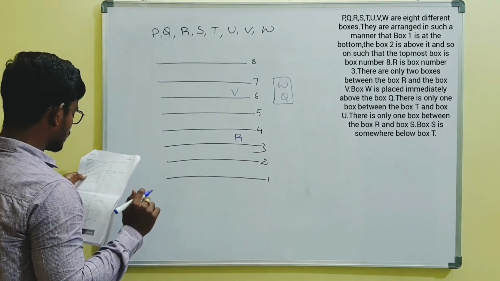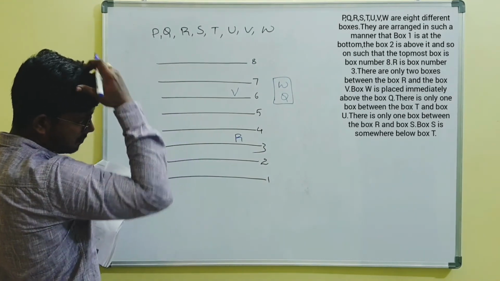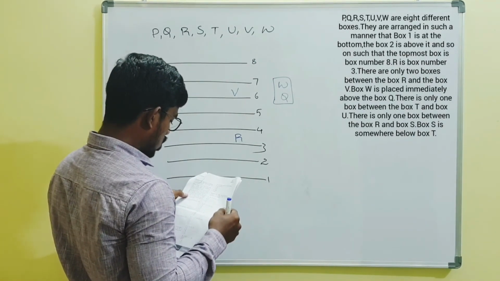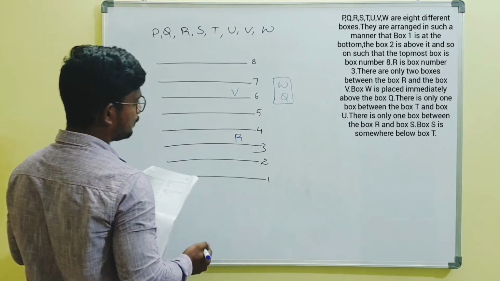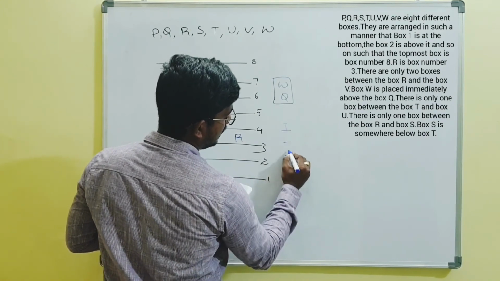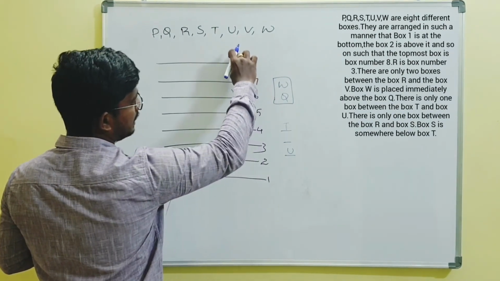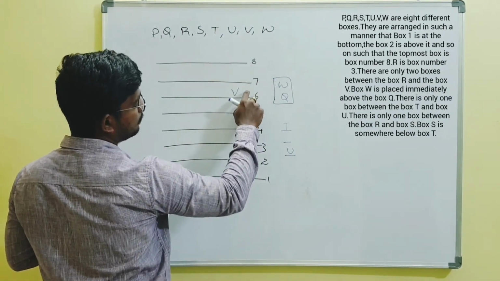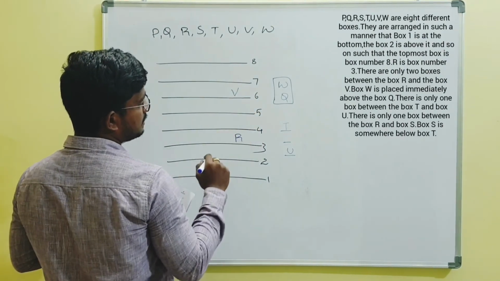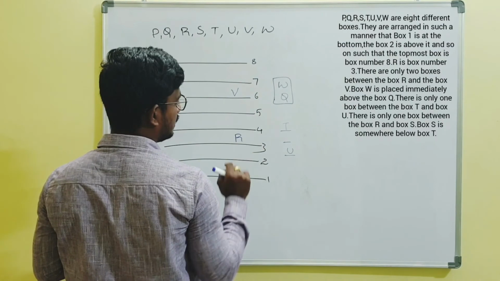There is only one box between the box T and box U. See, there is only one box between T and U. Box T is placed above box U. See, there is only one place left between T and U, and T is placed above U. So I cannot place T in the 8th place. I cannot place U in the 6th place as it is already occupied by V. If I place T in the 7th position, I can place U in the 5th position. So there is one case.